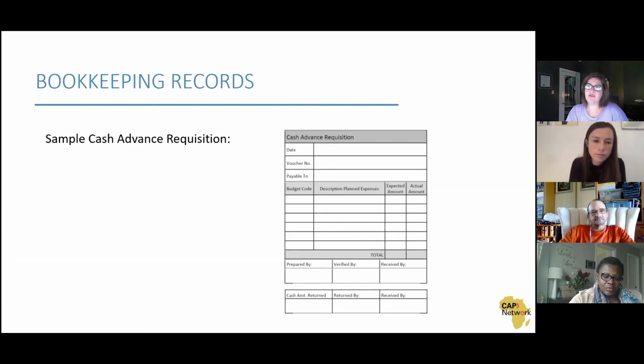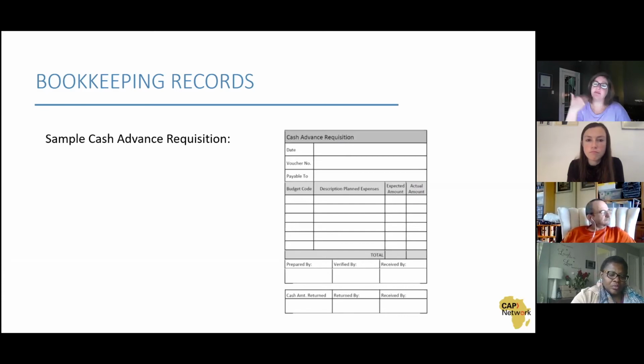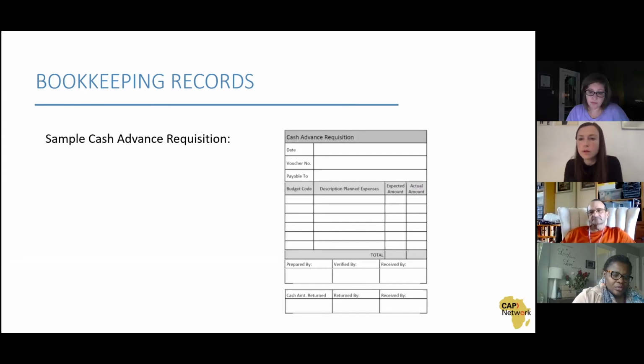So if you're advancing cash, then it should be cash that is returned. And if you're advancing by e-transfer, then you should receive the funds, any leftover funds, closing balance back by e-transfer. Keep it consistent. Thank you.